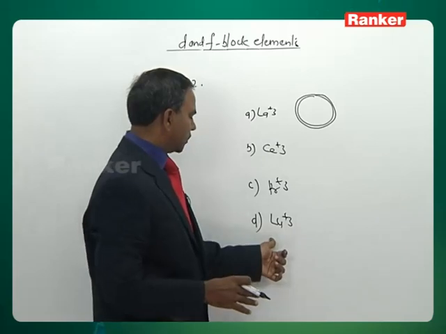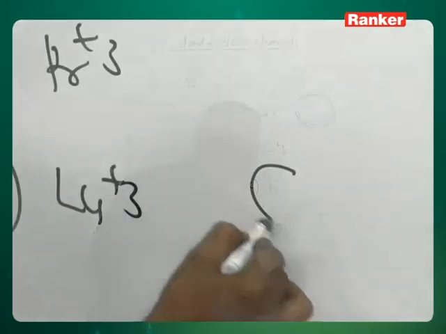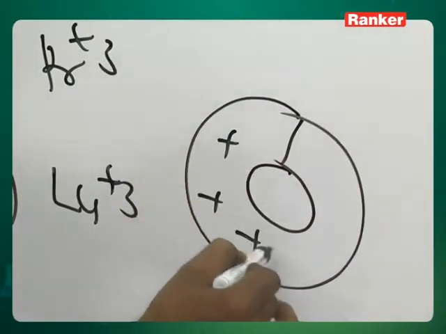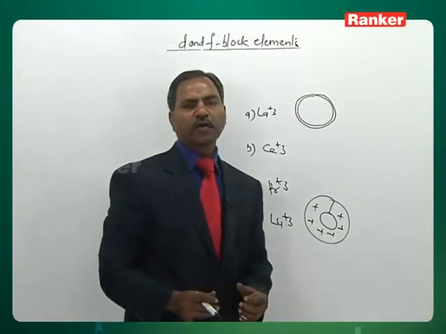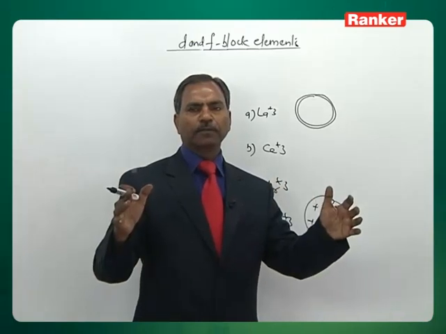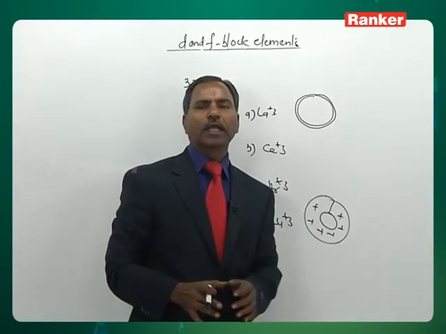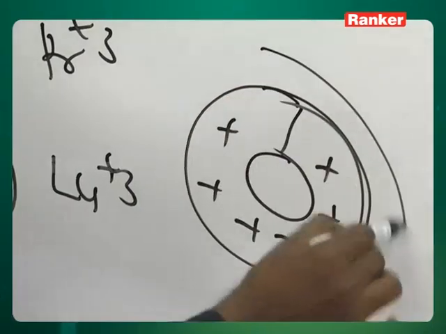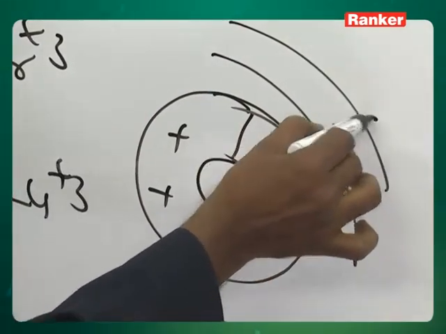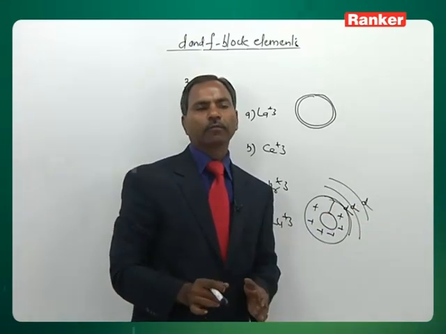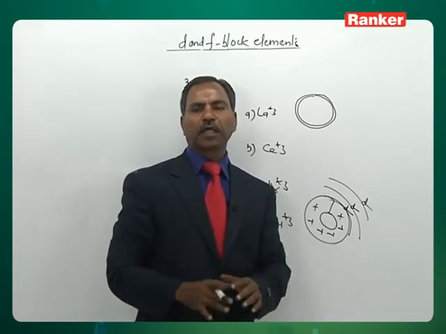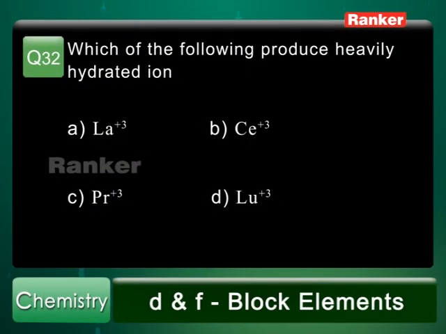Come to the last option, the fourth option, lutetium. Lutetium is very small in size, so it has greater charge density. The plus 3 charge density is very high for this ion. You know well, any ion with smaller size and greater charge density can accommodate more water molecules through strong electrostatic force. Lutetium plus 3 can accommodate not only the first layer of water molecules, but also a second layer and a third layer. So more water molecules can be accommodated by lutetium plus 3. Therefore, lutetium plus 3 is heavily hydrated. So for question number 32, the answer is D.